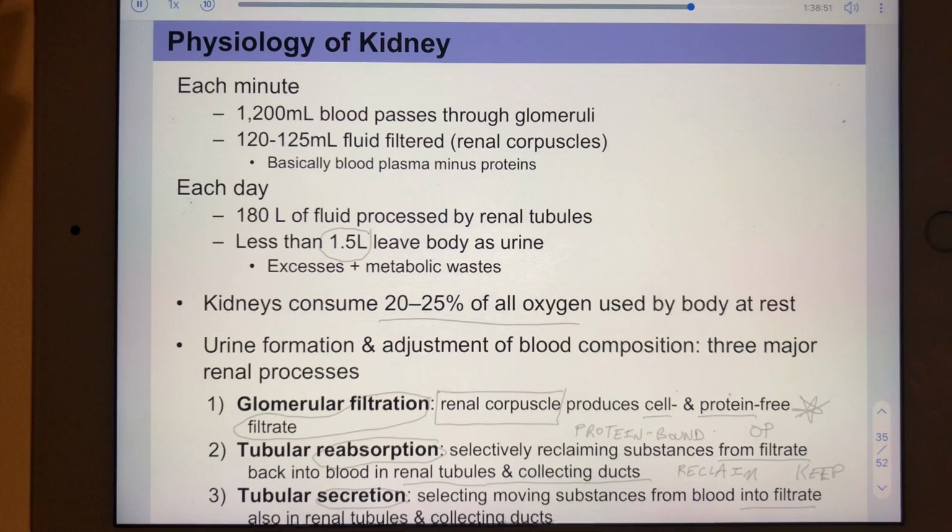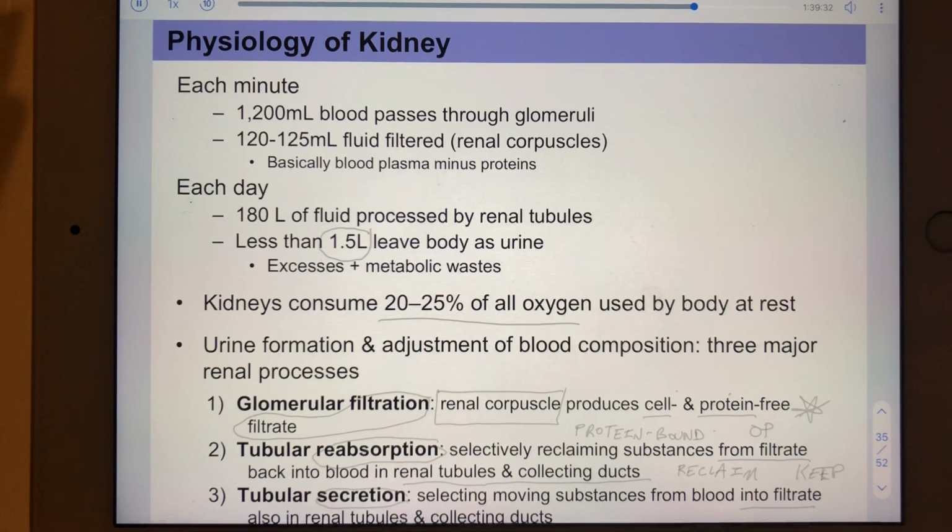With 25A, we send over 1,000 milliliters of blood through the glomeruli every minute. That's amazing. And from that, we filter 120 up to 125-ish milliliters. We're going to remove about 10% of that fluid.